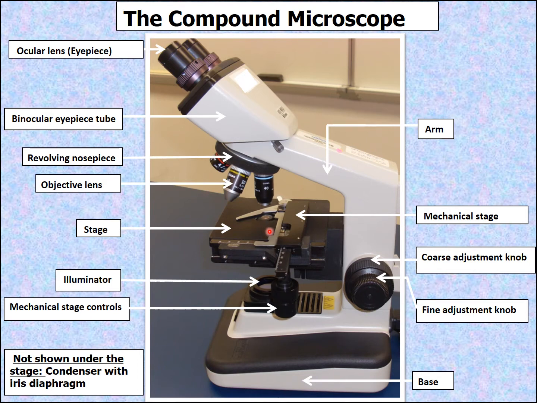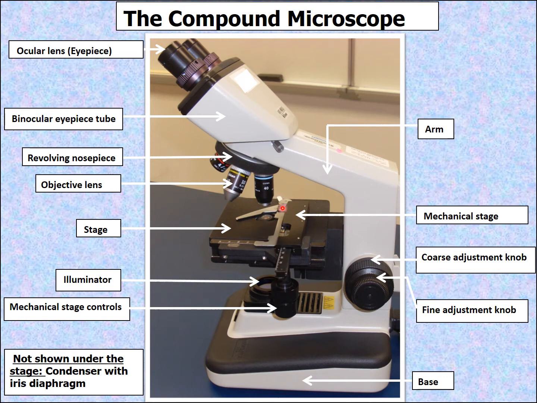Now, it's a mechanical stage because there are knobs here. So we have mechanical stage controls, which allow you to move your specimen or the slide, right? Normally it's a slide on which your specimen is, so that you don't have to move it with your hands. Okay, so you use that.